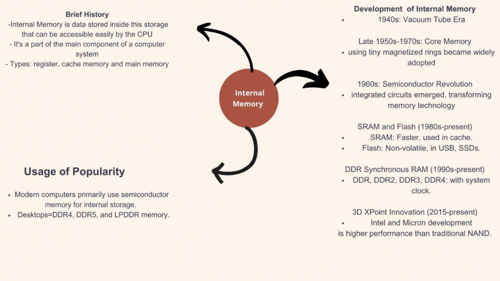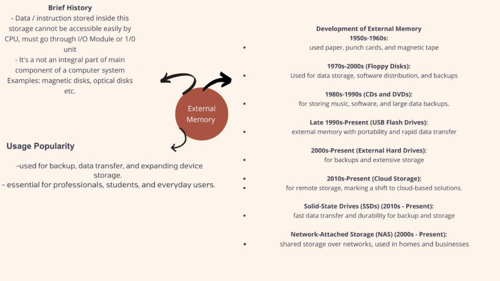DDR RAM, from the 1990s till now, from DDR, DDR2, DDR3, DDR4 with the system clock. 3D XPoint innovation from 2015 till now, developed by Intel and Micron, has higher performance than traditional NAND. Next, I'm going to talk about external memory. Data and instructions stored inside this storage cannot be accessed easily by the CPU and are not an integral part of the main component of a computer system. Examples are magnetic disk, optical disk, and so on.